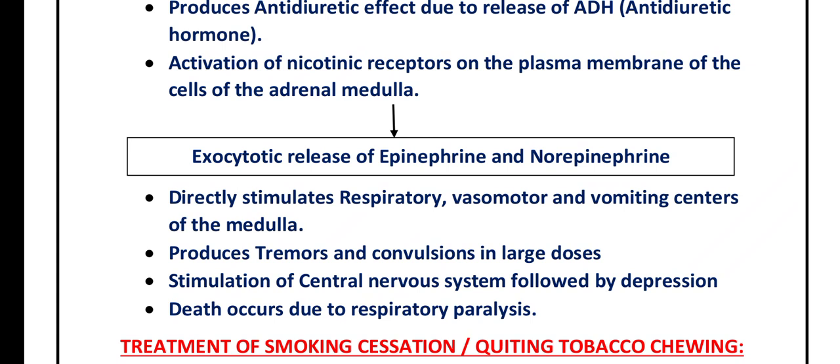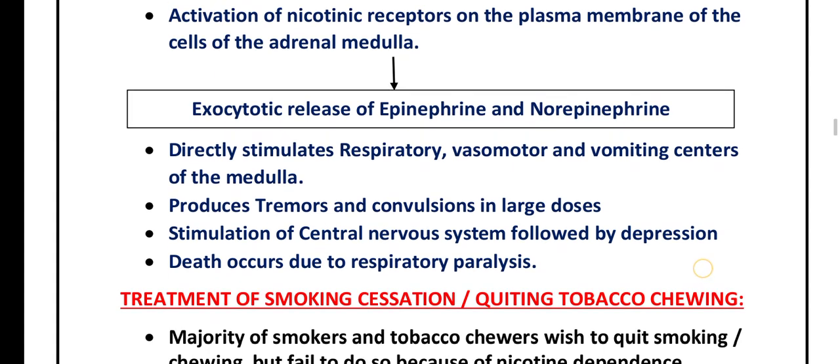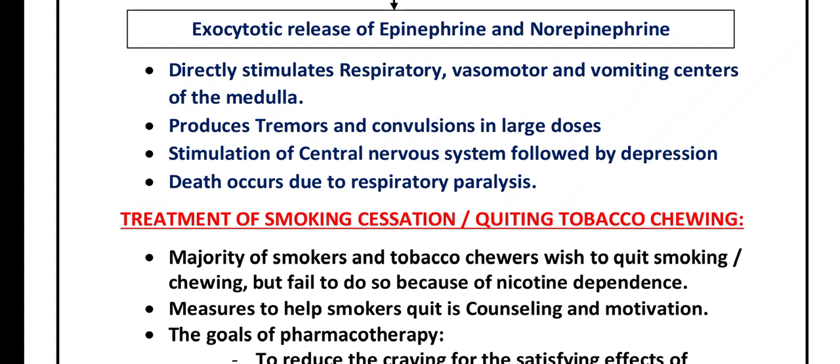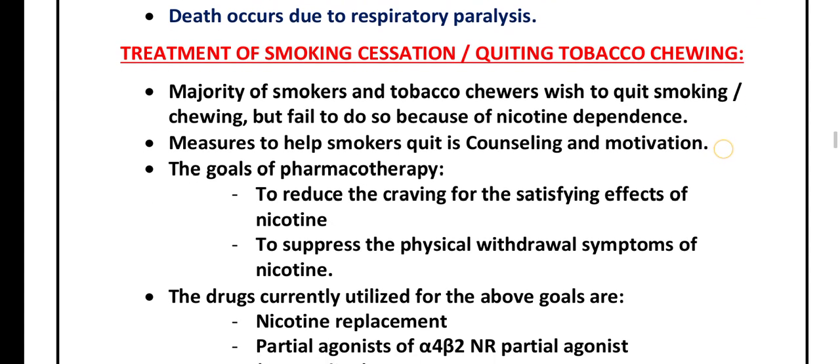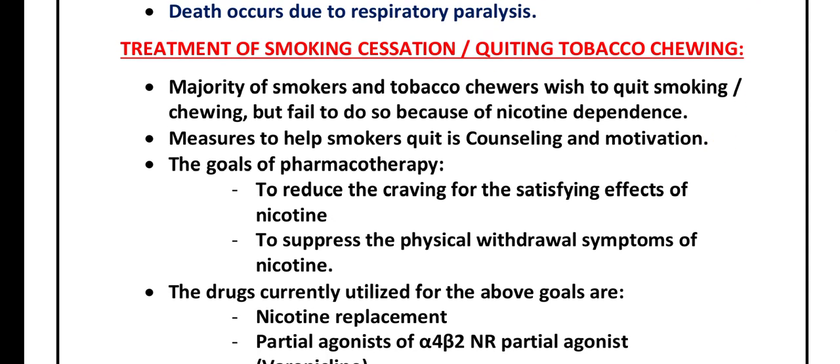Nicotine directly stimulates the respiratory, vasomotor, and vomiting centers of the medulla, and it produces tremors and convulsions in large doses. Stimulation of the central nervous system is followed by depression, and death also occurs due to respiratory paralysis. It is used in the treatment of smoking cessation or quitting tobacco chewing.